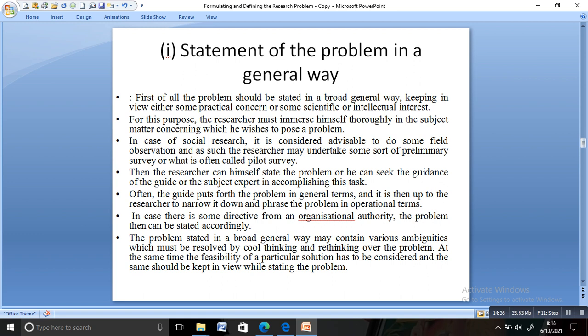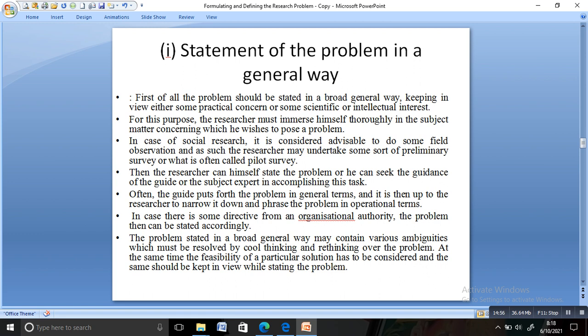So here the problem generally stated is that the general area is anti-cancer work, and again you have to think about whether you are working in pharmacognosy, chemistry, and so on based on that. That is your problem statement in a general way. So you should state the problem in a general way. For that you should immerse yourself, and you can give an example.